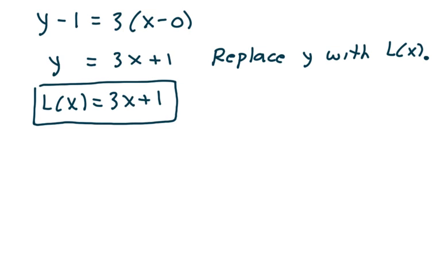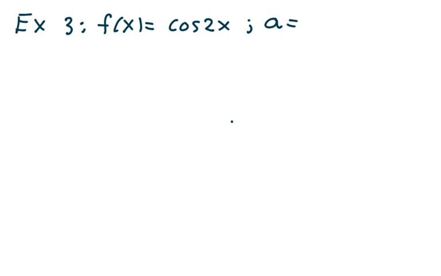We could do one more. Example 3. Suppose I had f of x is cosine 2x, and then a equals pi over 6.